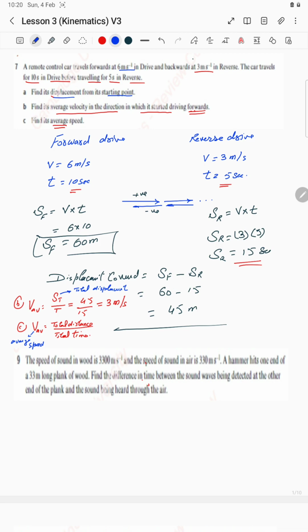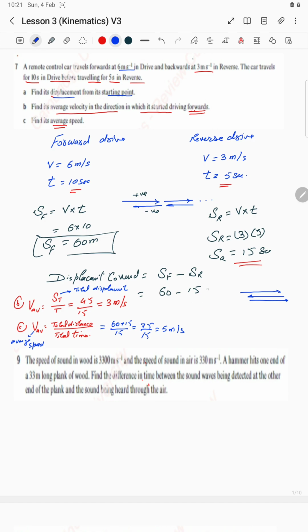Because for displacement we take reverse as a minus, but for total distance, once you go in one direction plus the other reverse direction, the direction doesn't affect it; you just need to add them. So the total distance will be 60 plus 15, the forward and reverse distance. The total time was 15, so 75 divided by 15 will give us 5 meters per second. I hope it is clear.